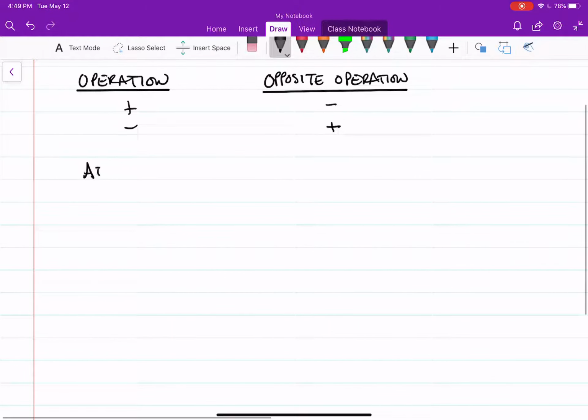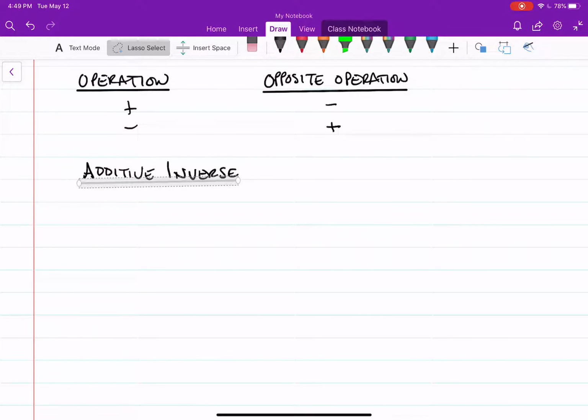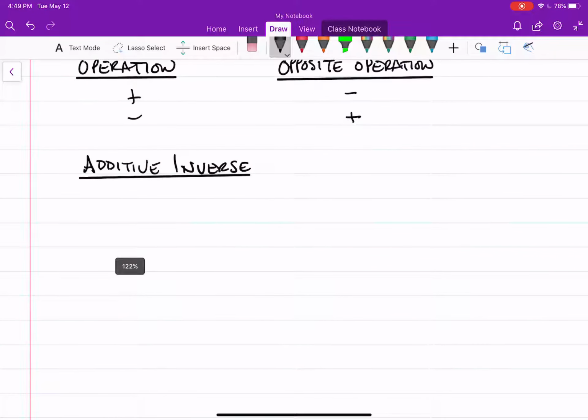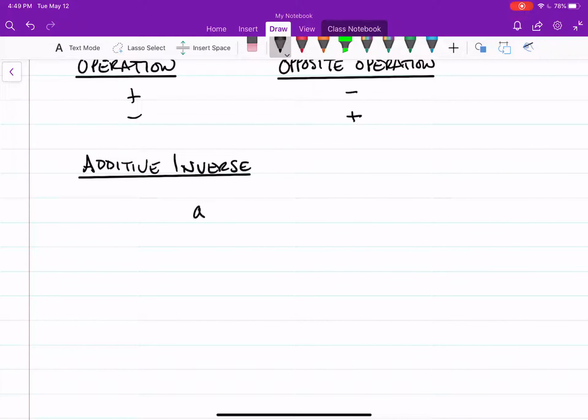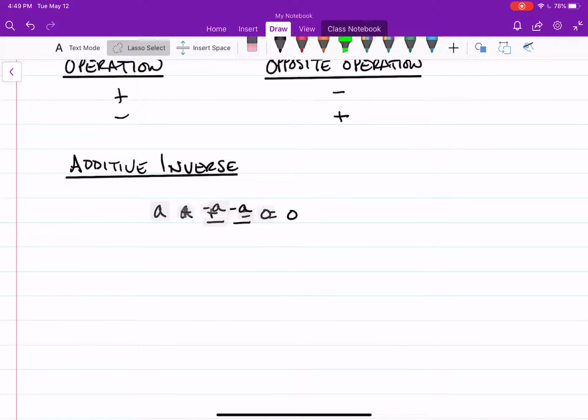So the additive inverse, the main word is inverse, obviously. With additive inverse, what it's saying is, what do you add to a number so that the result would be 0? In other words, if I had A plus what would give me 0? And the answer is negative A.